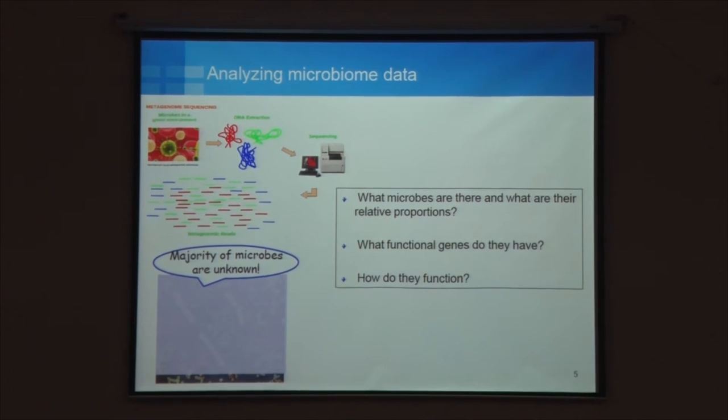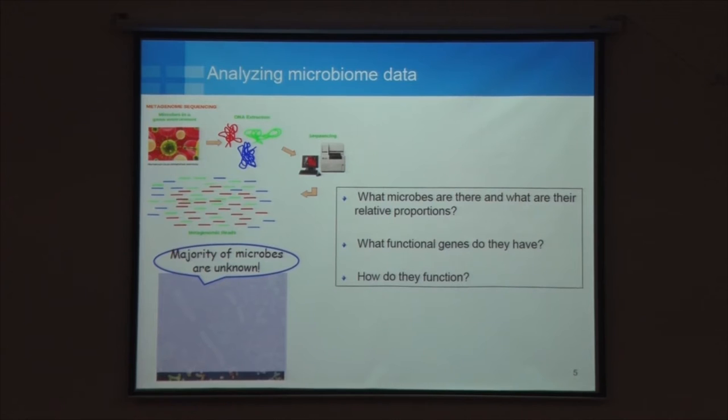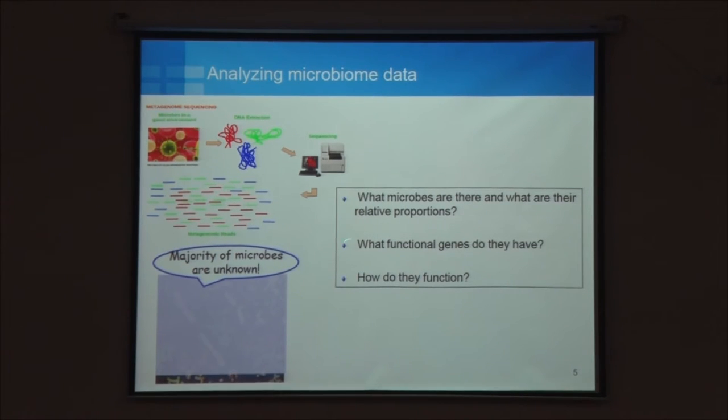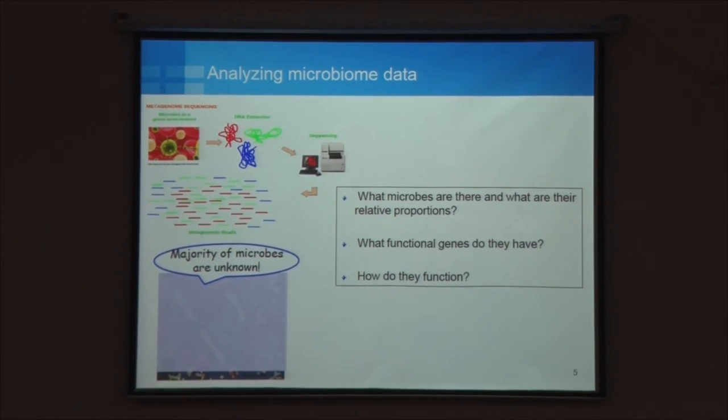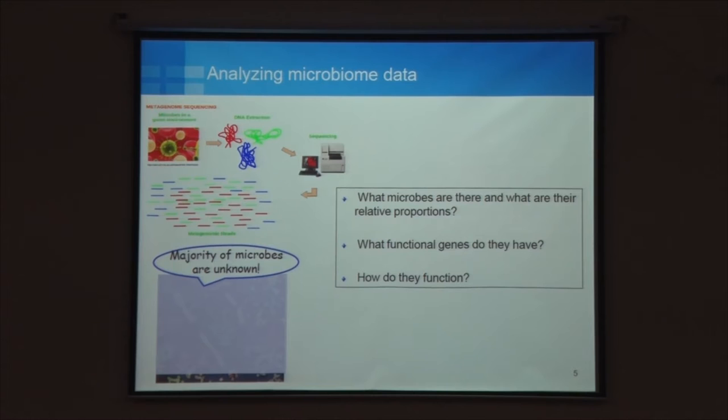Sequencing is the simplest part. Once the data comes out, we have to analyze it, and whatever results we get will depend on answering these 3 questions. The 3 questions which we try to understand computationally are: what are the microbes which are there, and what are their relative proportions? We just saw that there are changes between 2 ethnic groups, for example. Which microbes are there, and what are their relative proportions? What functional genes do they have, and how do they function? Because these microbes do not play in an individual way. So these 3 we want to understand.